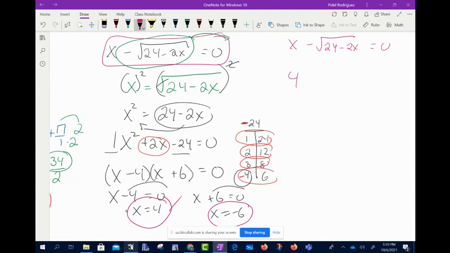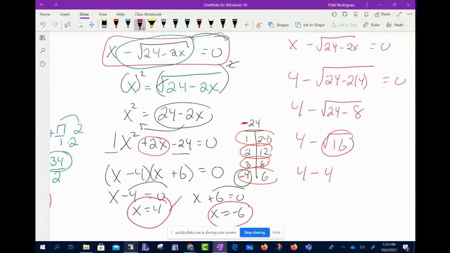Let's plug in 4. So let's see. Oops, went too fast there. Okay, now I need a minus. Let's see, 24 minus 2 times 4 is 8. 24 minus 8 is 16. And the square root of 16 is 4. And 4 minus 4 is, in fact, equal to 0. So far, we know that 4 is working.